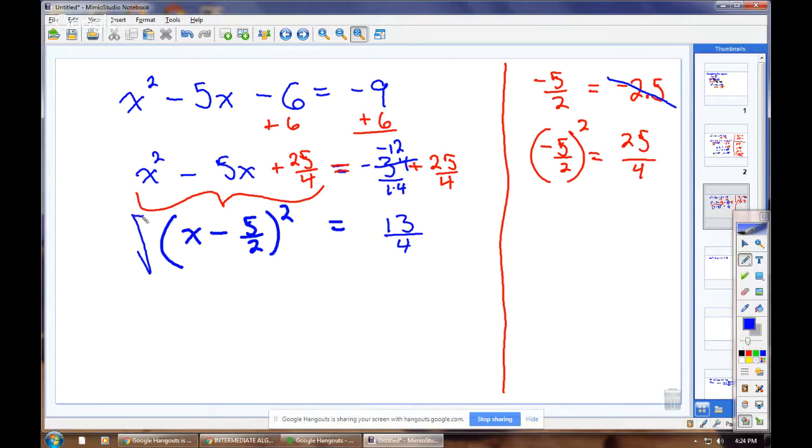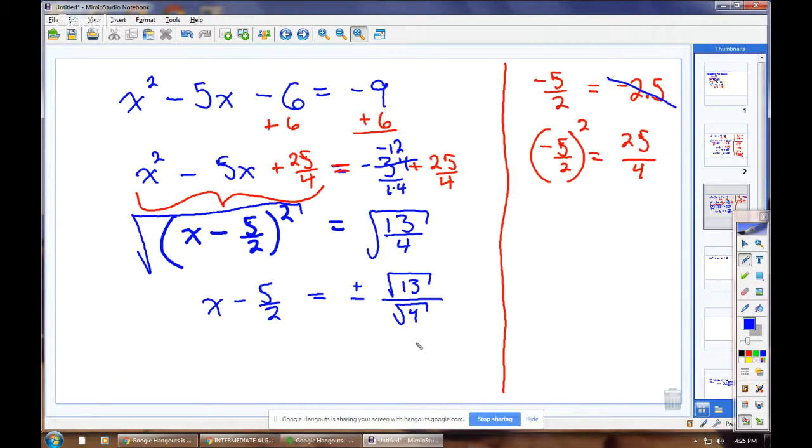So square root this left side, square root the right side. Square root and a square sort of cancel. I can write x minus 5/2. The trick is that since the square was first, I lost track of the sign of what x was. So I have to put a plus or minus. On this side, I can think about that as the square root of 13 over the square root of 4. That was one of our rules from last chapter. And that's nice because the square root of 4 is really 2. So this is plus or minus the square root of 13 over 2.